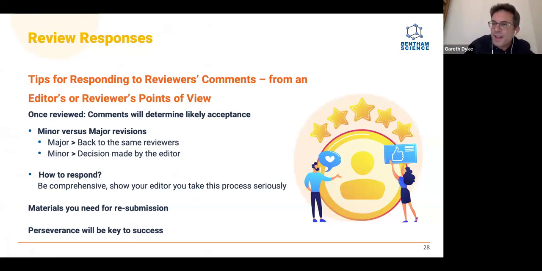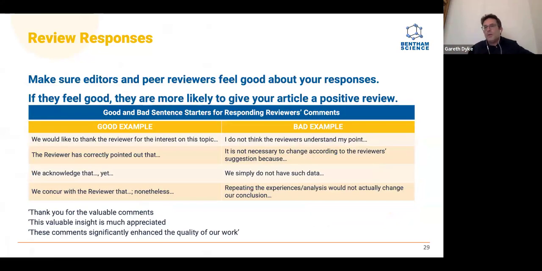Perseverance at this stage of the process, once you've gotten those peer review comments back, will be key to your success. And also being positive, communicating effectively, making sure that you make everybody in the process feel good. Make sure your editors and peer reviewers feel good about your responses, because if they feel good about what you say in your responses, they are, of course, more likely to give your article a positive outcome.